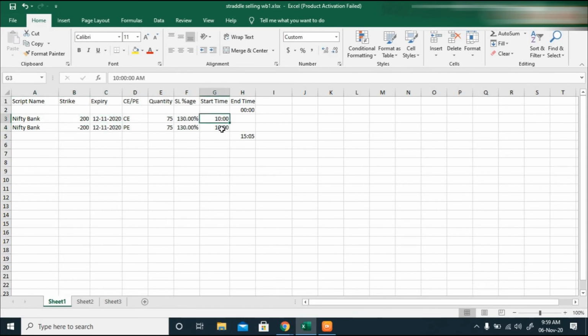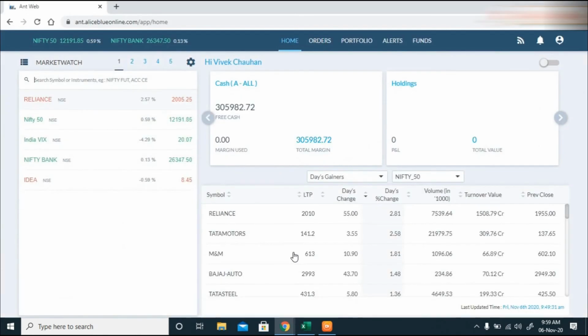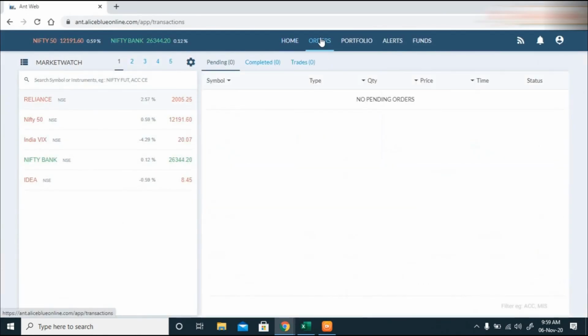Now, let us move to the broker's page to have a real-time view of how the execution takes place. This is the page where we can click on the orders and have an overview of the pending orders, the completed orders, and the total number of trades that take place during the day. The page also gives us a real-time fluctuation of the indices as well as the stocks in the market.